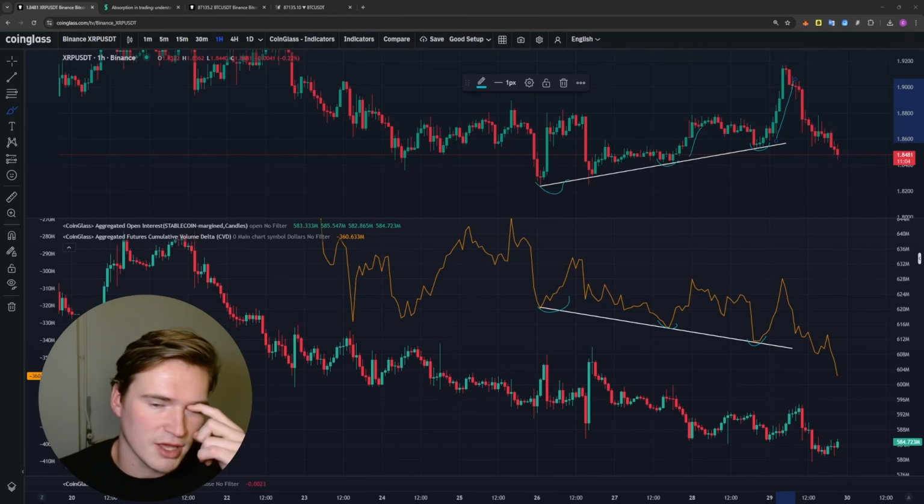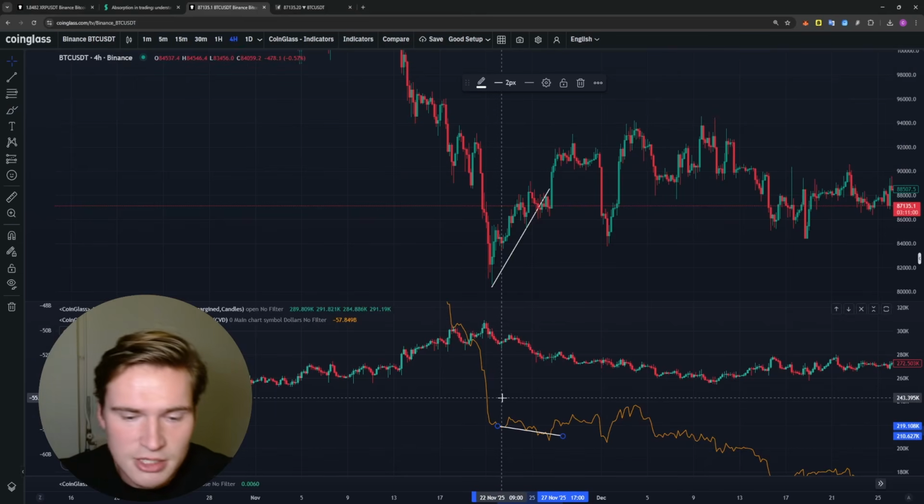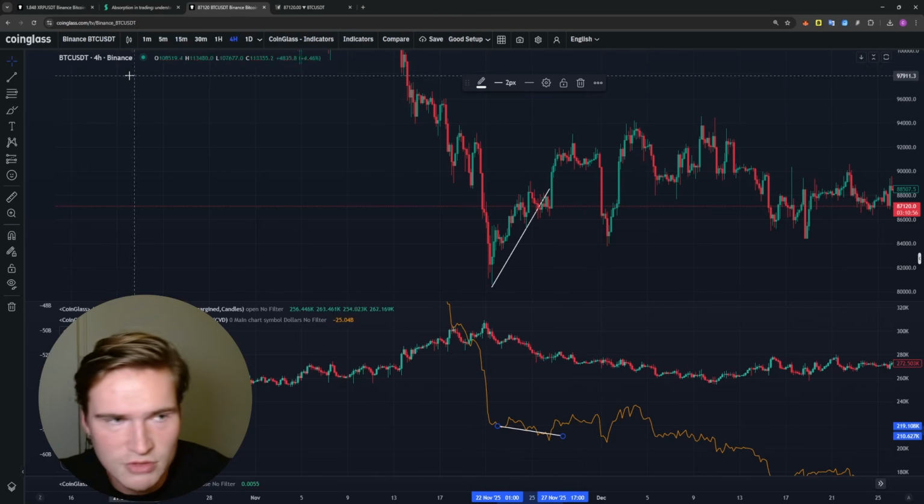Now I actually do have a second example that I wanted to show you, and that is right here. This is a little bit older, and this is on the higher time frame. This is the 4 hour time frame, and it's the same sort of absorption.